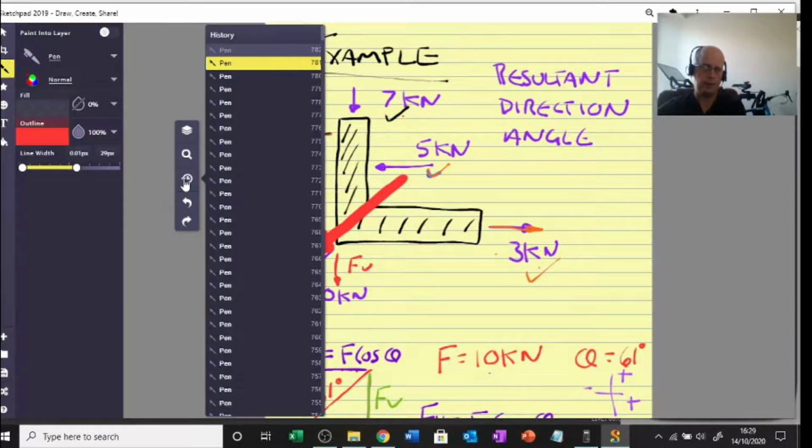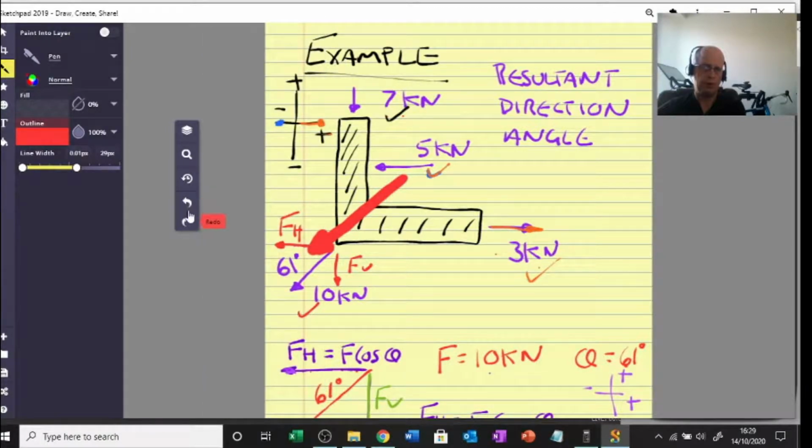I wonder if I can do that? Can I do that? Undo, redo. I thought you should undo that big thing.